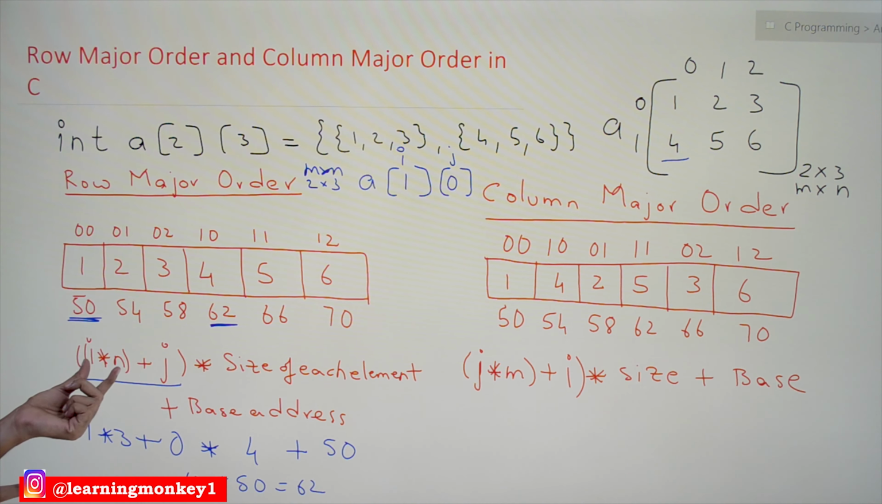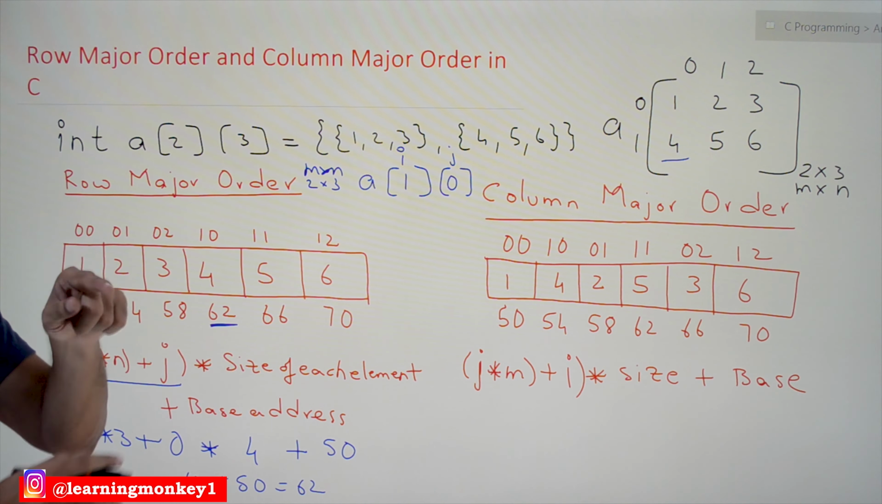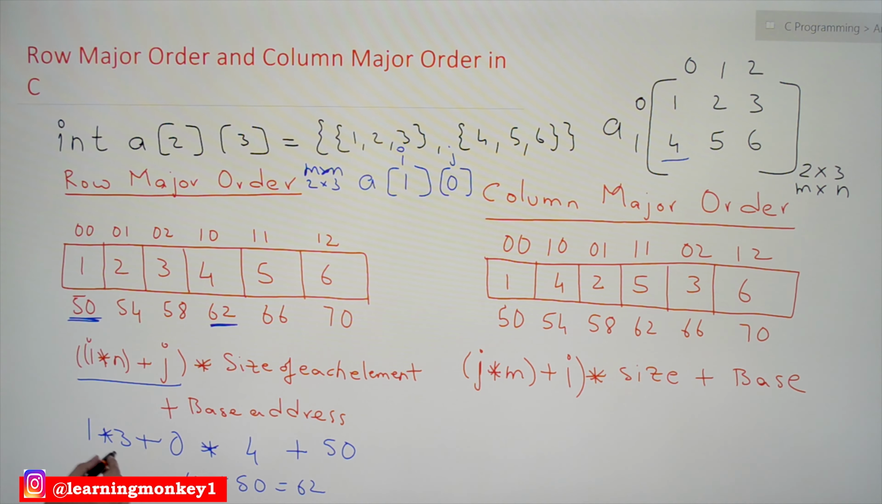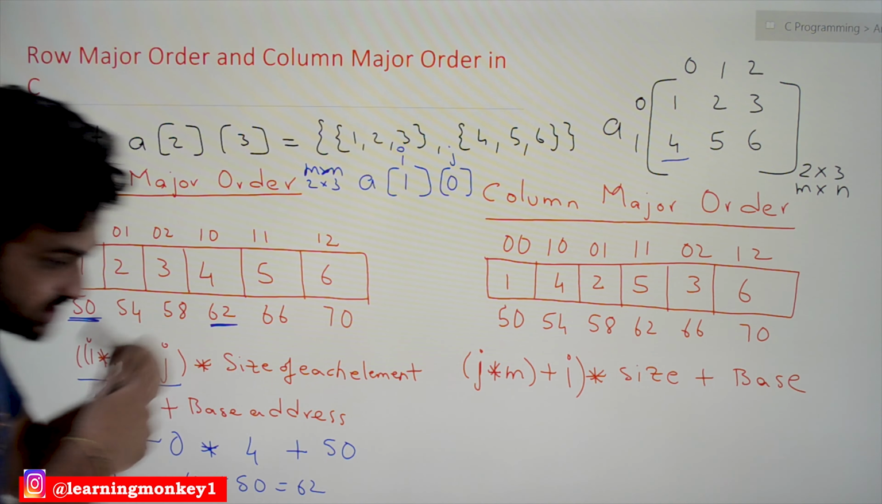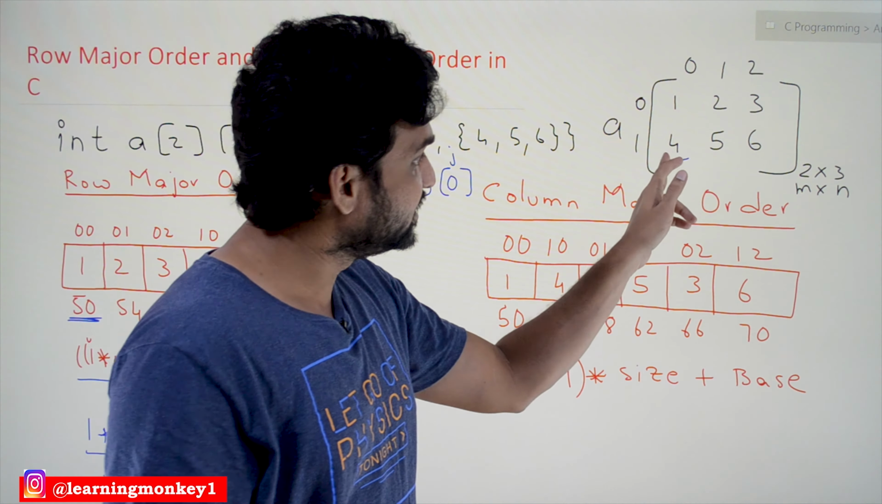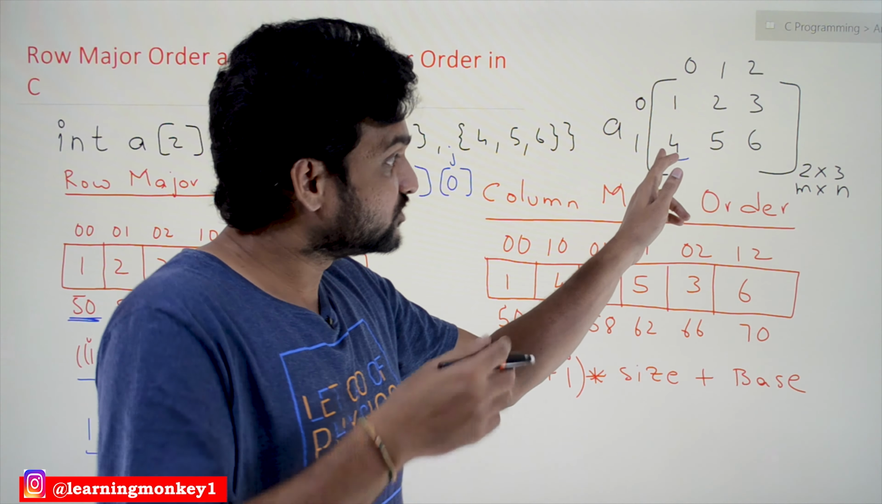I into 3 means, here the value of I is 1. 1 into 3, we have to cross 3 columns. 1 into 3 is 3 columns. So this 3 represents that we have crossed 3 columns. We are here, so we are in this row. In this row, what is the element? It is decided by j.